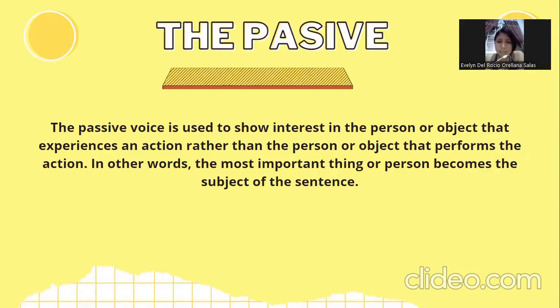In the first class of Unit 9, we learned about the passive voice. The passive voice is used to show interest in the person or object that experiences an action rather than the person or object that performs the action. In other words, the most important thing or person becomes the subject of the sentence.